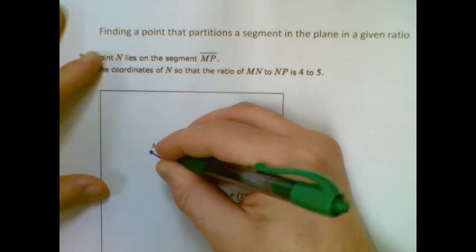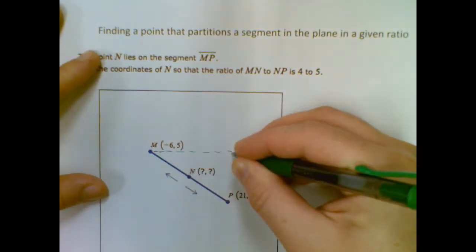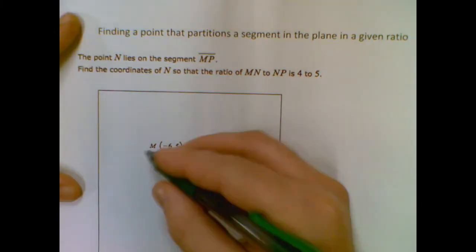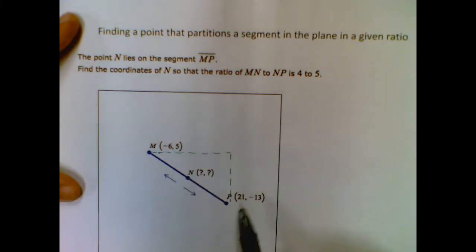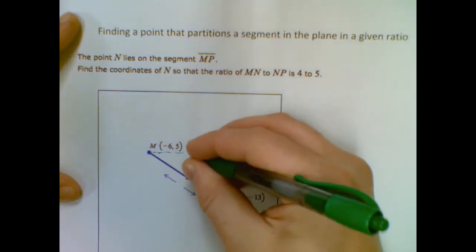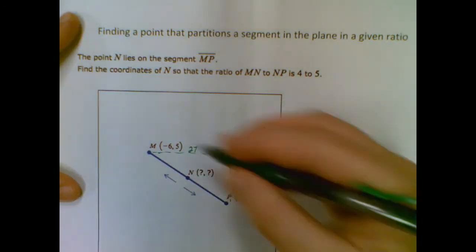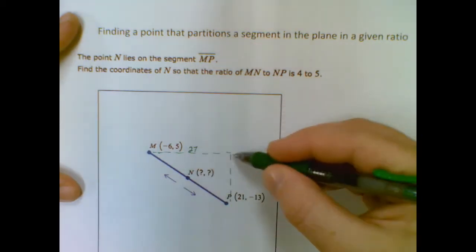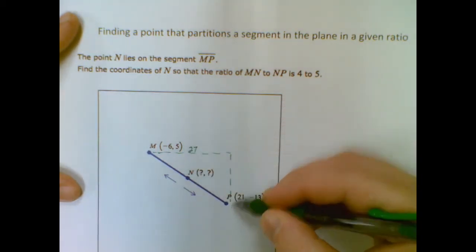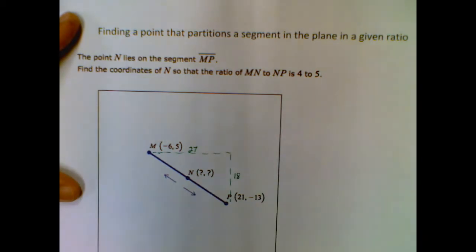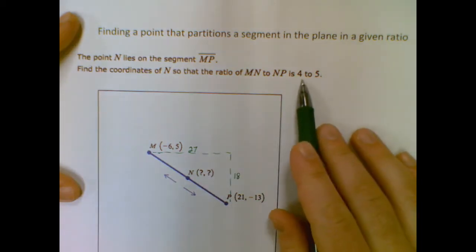So let's give ourselves a little visual here. Let's find our horizontal distance. I'm going from -6 to 21, which is a total distance of 27, right? 21 minus -6. And for vertical, I'm starting at 5, going down to -13, for a distance of 18. Okay, so that's my total distance right now. And I want to break this down.